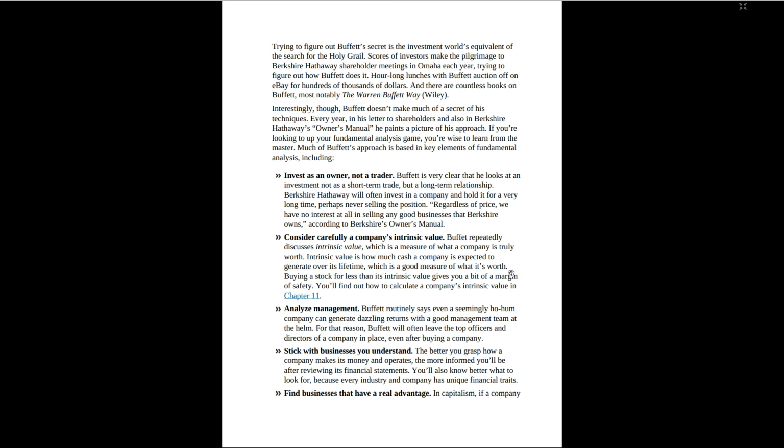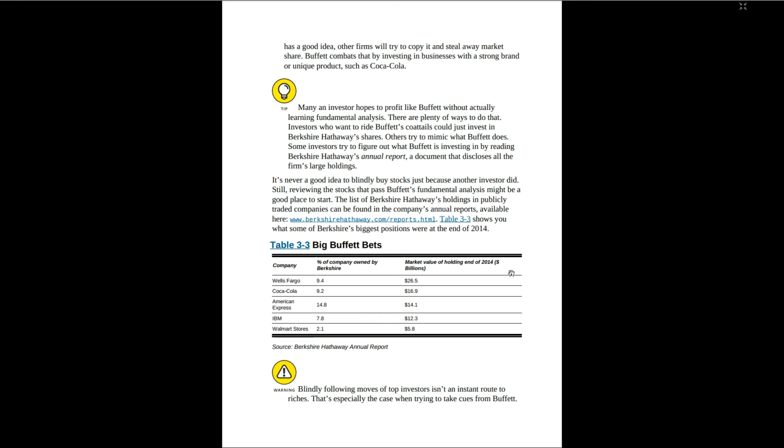The better you grasp how a company makes its money and operates, the more informed you will be after reviewing its financial statements. You will know better what to look for because every industry and company has unique financial traits. Find businesses that have a real advantage. In capitalism, if a company has a good idea, other firms will try to copy it and steal away market share. Buffett counters that by investing in businesses with a strong brand or a unique product, such as Coca-Cola.